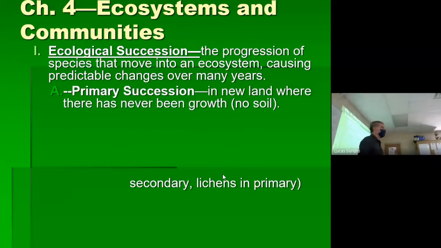That's a kind of succession you've probably never really observed any of the stages of unless you've been to a place where there's volcanic activity.